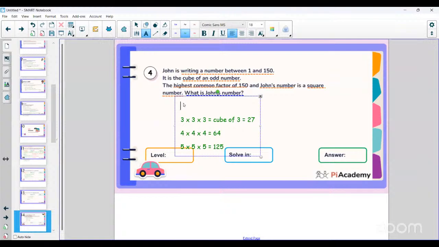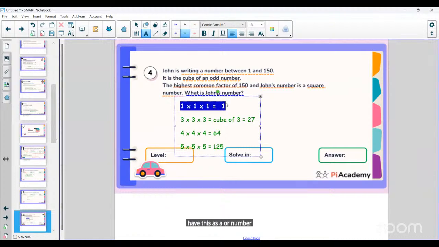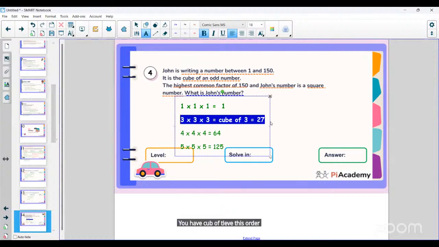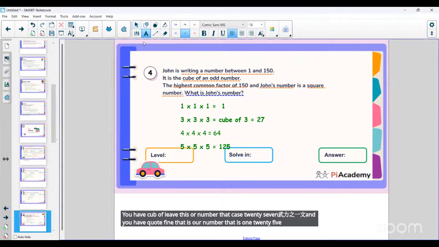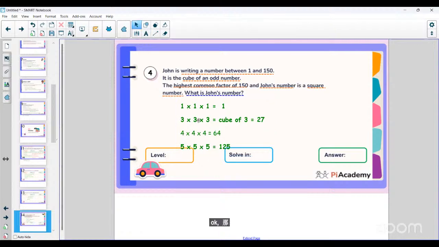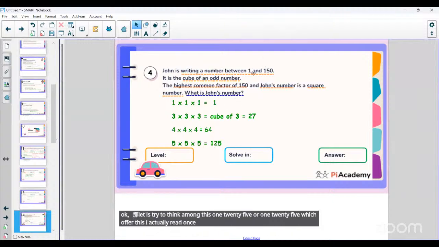Let us check. If you do 1 times 1 times 1, it is 1. So you have this as an odd number and its cube is 1. You have the cube of 3, which is an odd number, that is 27. 4 is even. And you have the cube of 5, an odd number, that is 125. Now, among 1, 27 or 125, which is actually John's number?